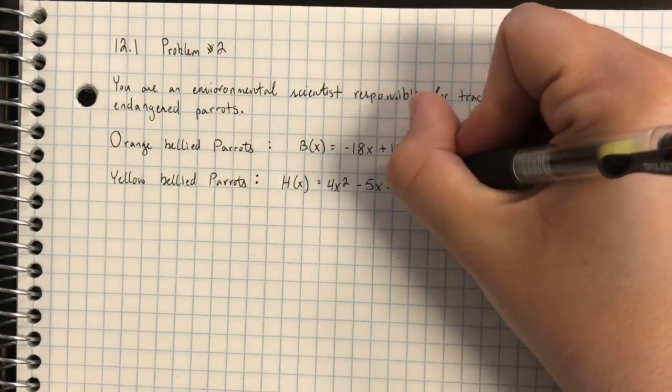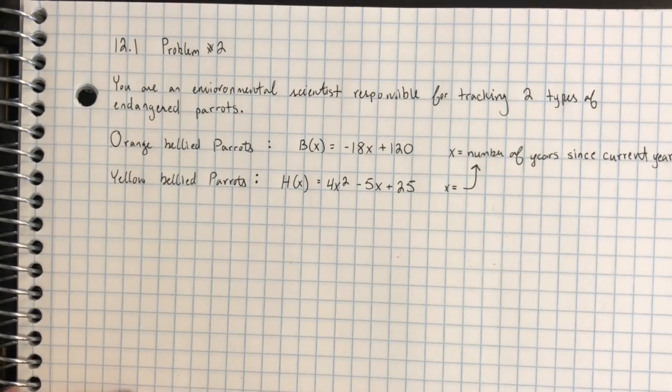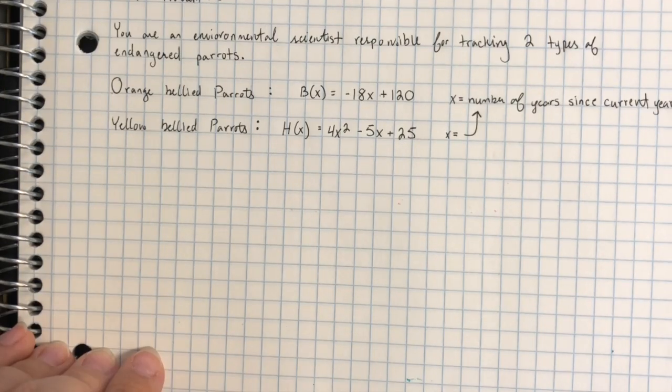Our yellow-bellied parrot is represented by the function h of x, which is equal to 4x squared minus 5x plus 25.